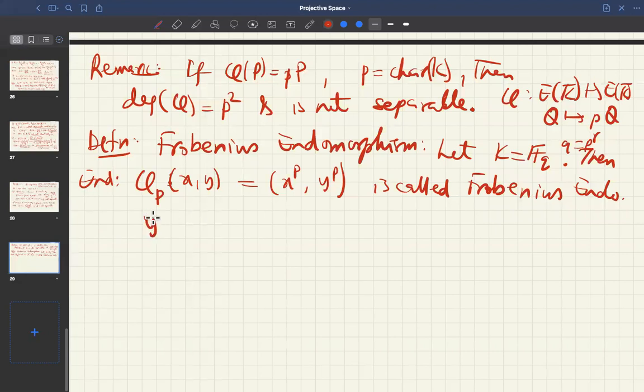So we have this y square equal to x cube plus ax plus b, right? So given (x, y), now (x power p, y power p) is going to be this thing. So let's see. Now if you replace x by x cube, so x power p. Okay, sir, got it. You got it? Okay.